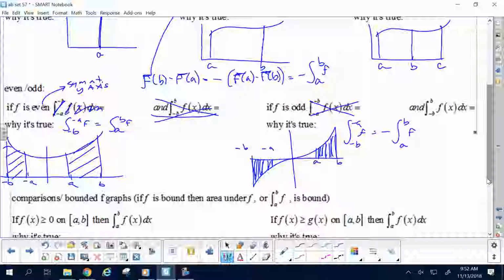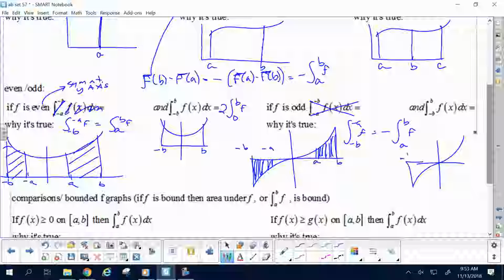Oh, now I understand what this is for. Can you unscratch this? Got it. Now I understand. What would you know about the region from negative b to b on an even function? It's double the region from 0 to b. Okay. I should have trusted myself and realized I had a point to that. What would you know about an odd function from negative b to b? You've got a perfectly equal area, but one's negative, one's positive.